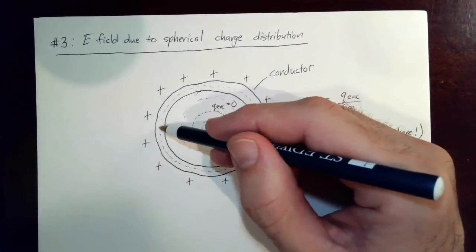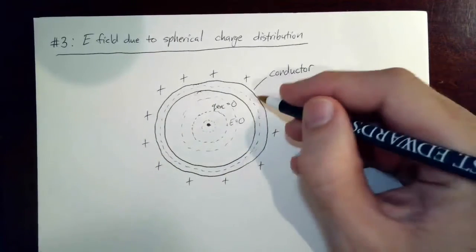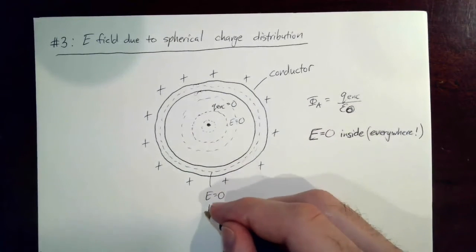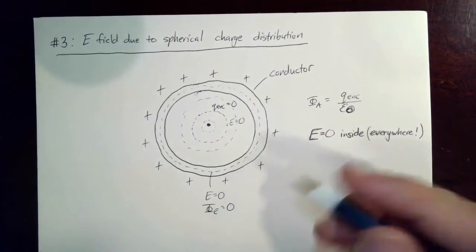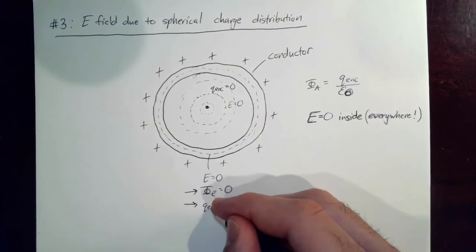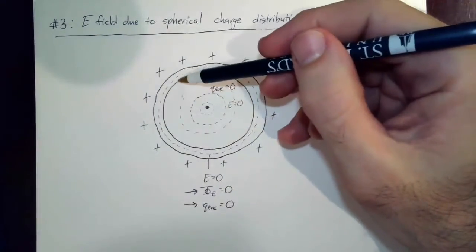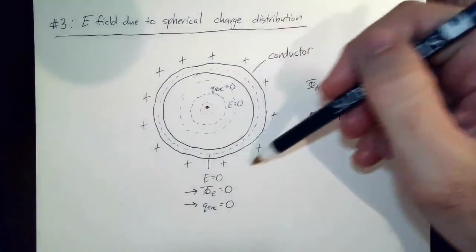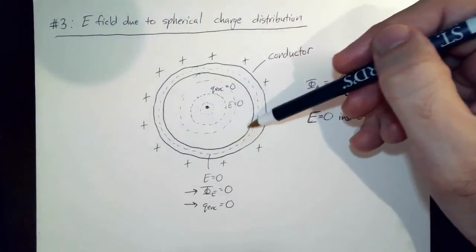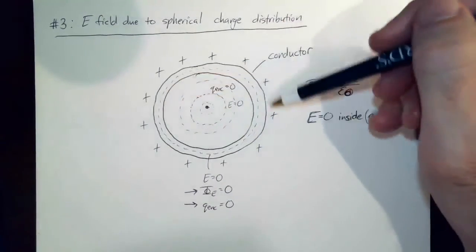If this is a conductor, then I know that the electric field everywhere on this surface is 0. Okay, and so the flux through this surface, E equals 0. Therefore, the flux through the surface is 0. Therefore, the charge enclosed by the surface is 0. And so what we've concluded here is that no charge will accumulate on the inside. Even though there's a net charge on this spherical conductor, none of it will accumulate on the inside surface. Because if it did, we wouldn't have 0 electric field inside the conductor.